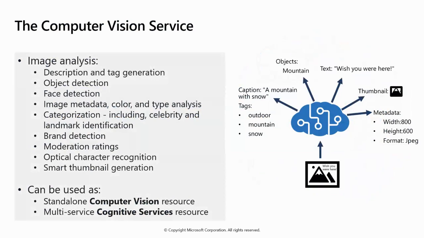But let's talk about these features. For example, description and tag generation means coming up with a good caption for an image and finding the right tags that can be used as keywords to describe what it is about.